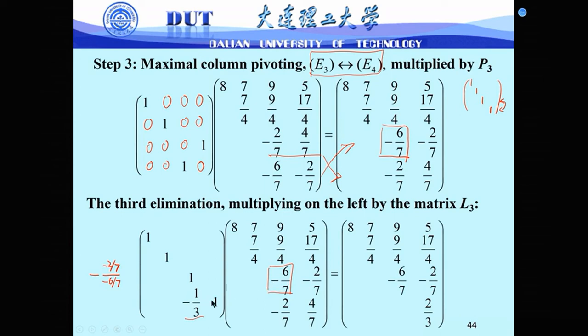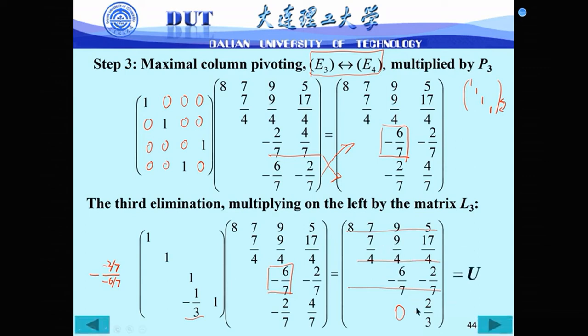Again, you need to check. You use L3 multiplied by each column and you will obtain this matrix. You don't change the first, second, and third rows. You only change the last row. This number should be zero, elimination, so you only need to check this number. It's easy to check, so I leave it to you. Now we obtain U.